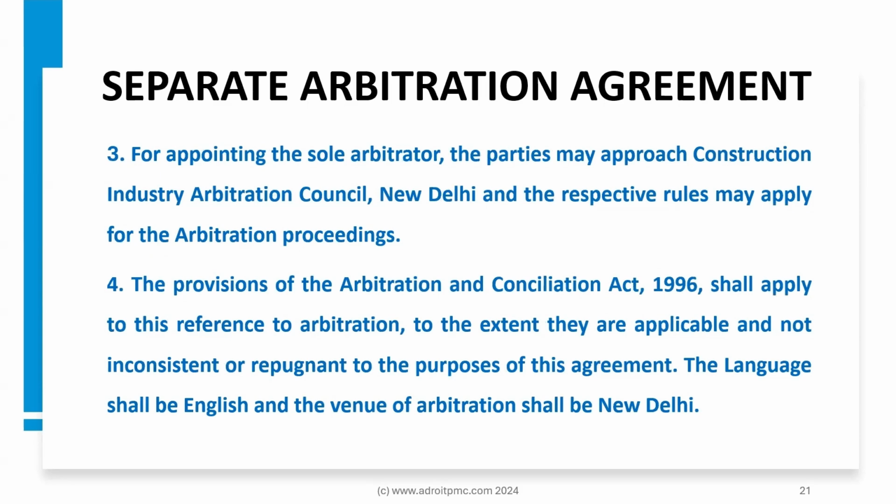So they have mentioned regarding the appointment of arbitrator. For appointing the sole arbitrator, the parties may approach the CAAC institution they have selected, under their respective rules. And they have also selected the Arbitration and Conciliation Act 1996, which the arbitrator has to adopt and provide his award. Also, the language of arbitration proceedings is mentioned as English, and the venue of arbitration proceedings is New Delhi here.